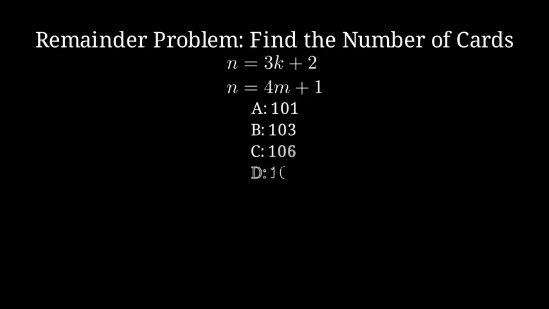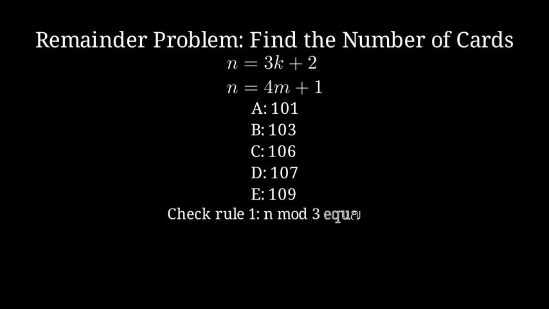Now, we test numbers between 100 and 110. The choices are 101, 103, 106, 107, and 109. Let's check the first condition, remainder 2 when divided by 3. I'll mark the ones that work for the first rule.